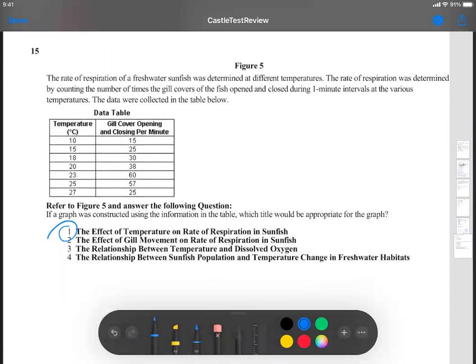Remember, I told you guys, whenever you're making a title, it's always going to be the effect of blank on blank. So in this case, our IV was temperature, DV was gill covering. It's the effect of temperature on the rate of respiration.